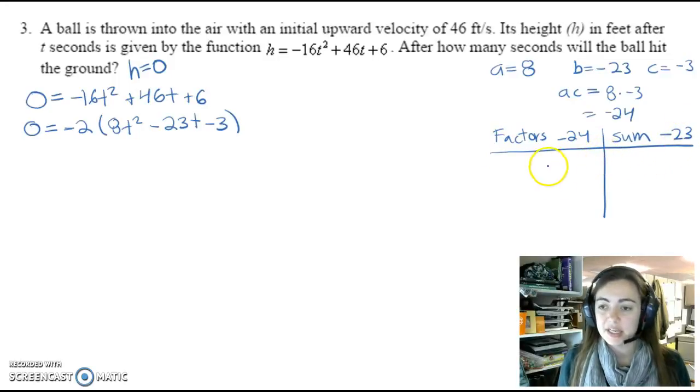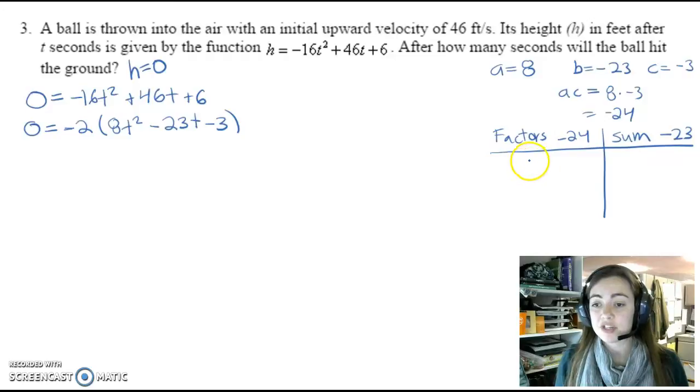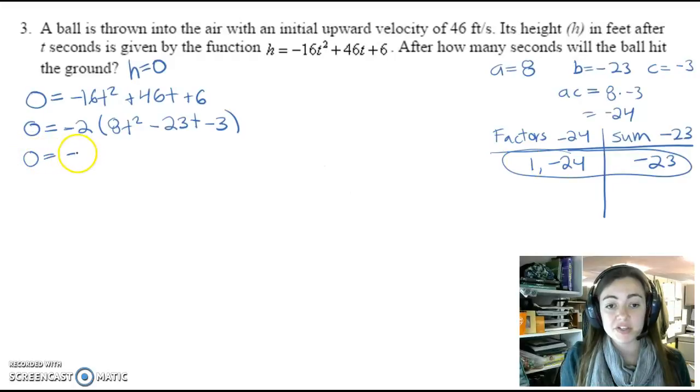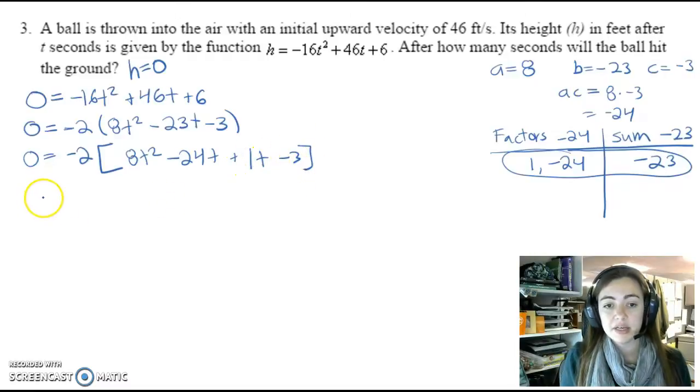So in this case, you can write down a lot of different options and start trying trial and error. So one factor is 1 and negative 24, and that actually immediately gets us to negative 23. So that's what we want. So that means we're going to break our b term into those factors. So when we do that, we still have that negative 2, and inside here we have that 8t squared minus 24t plus 1t minus 3, because from there we can start factoring.